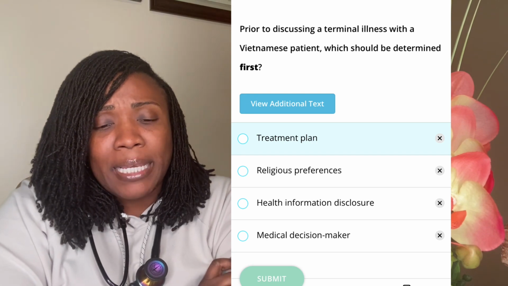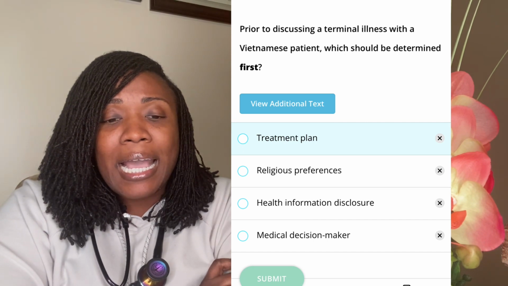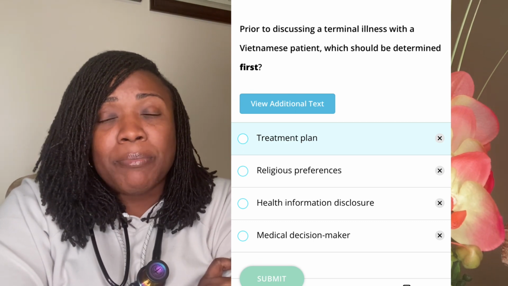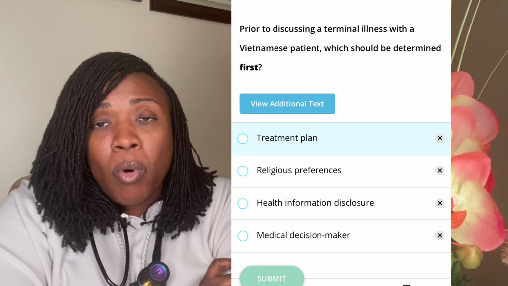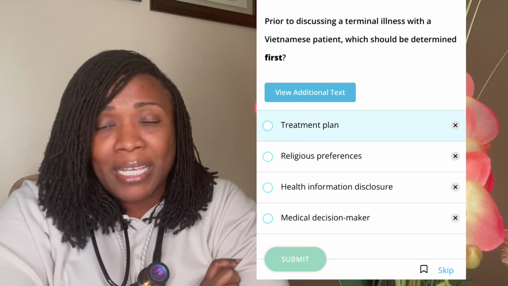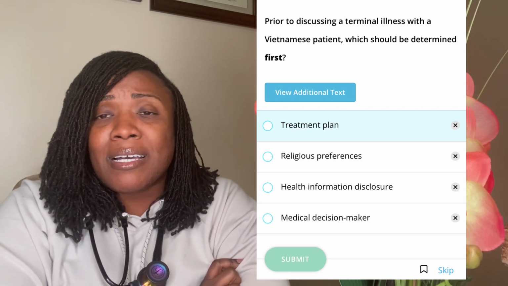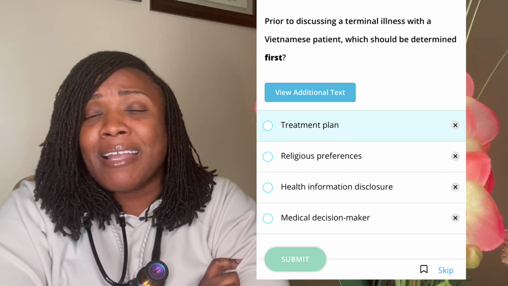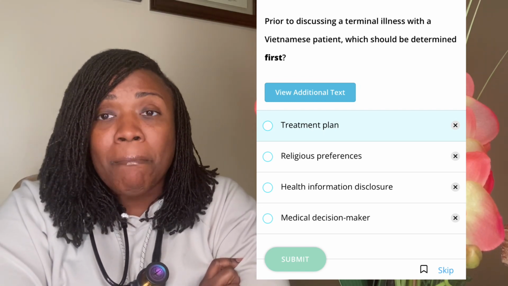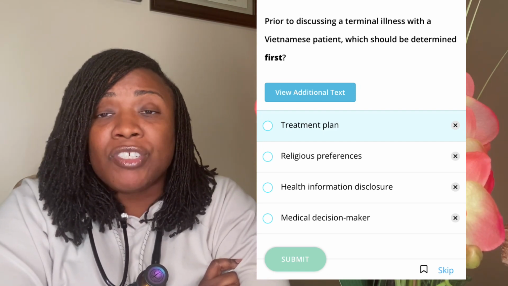Now we're left with treatment plan and health information disclosure. Though the treatment plan is important and you do need to discuss it, the most important thing as a provider before you discuss anything with a patient, their diagnosis, their medication treatment, what you need to do as far as their health care as their provider, the first thing that must be done before starting care with that patient is health information disclosure.